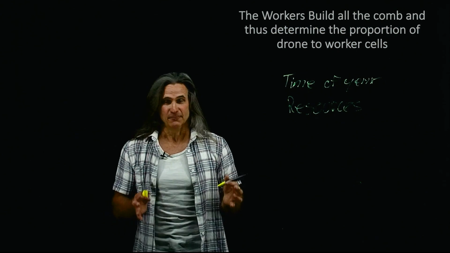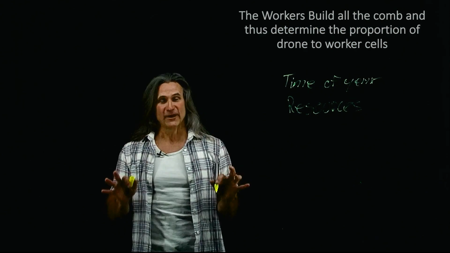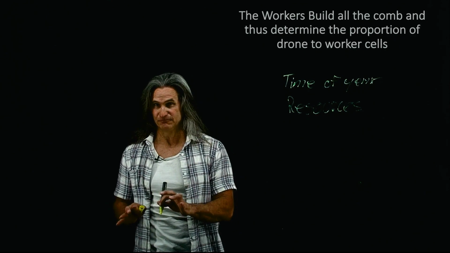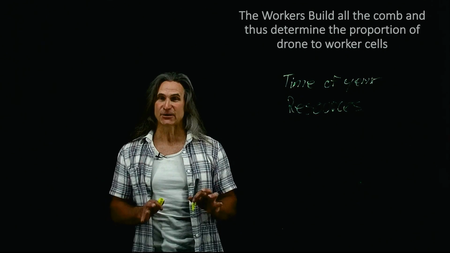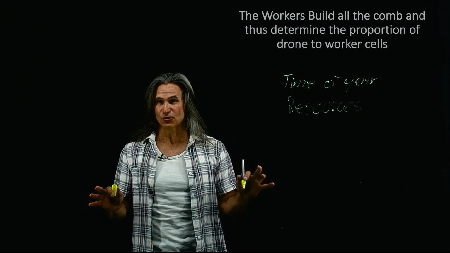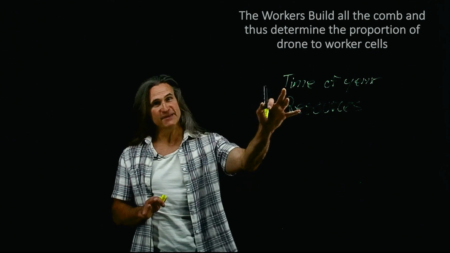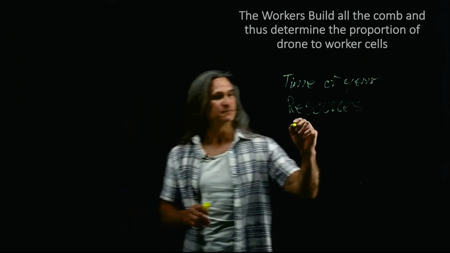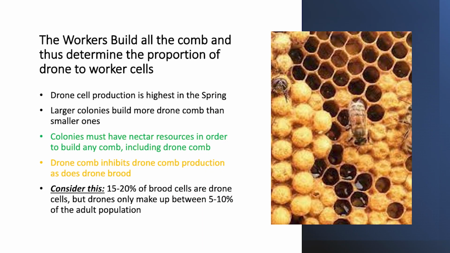Okay? Now, believe it or not, the presence of drone comb inhibits the production of drone comb. So there's some kind of feedback loop involved wherein the workers decide that they have enough drone comb and they won't build any more, even if it's the right time of year and there are plenty of resources coming in. So there's a feedback loop. And this is going to be important for us later on as we attempt to manipulate our colonies to build drone combs.